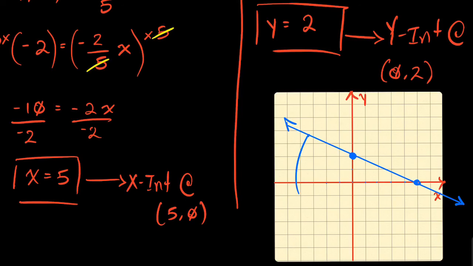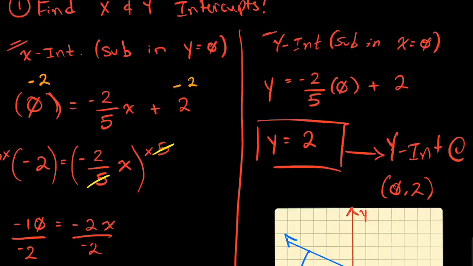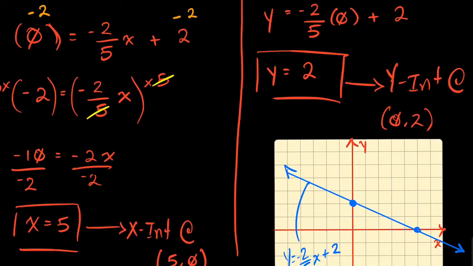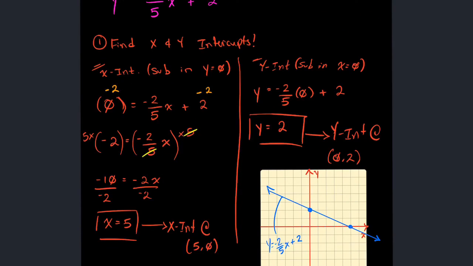So remember to label this line. So we know that this line is called, what was the function called? Y equals -2 over 5 x plus 2, right? And that's our function. That's how you do it from just x and y intercepts.